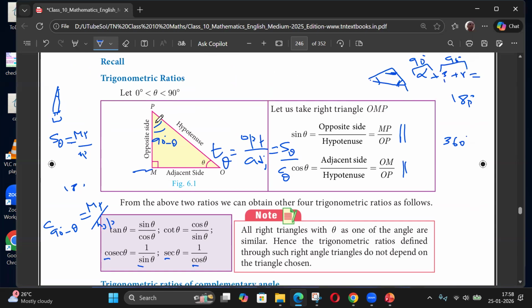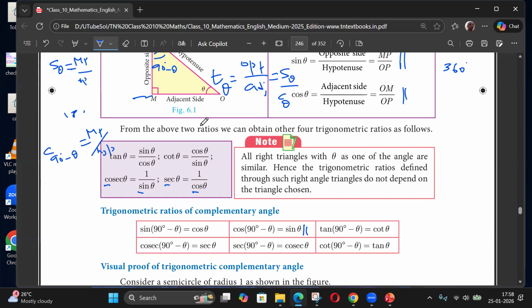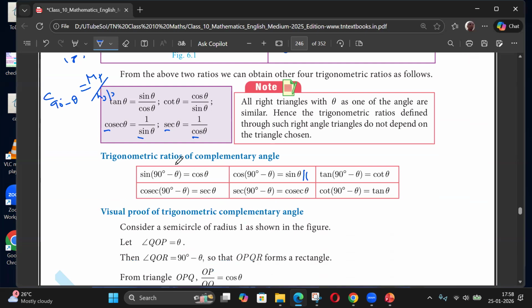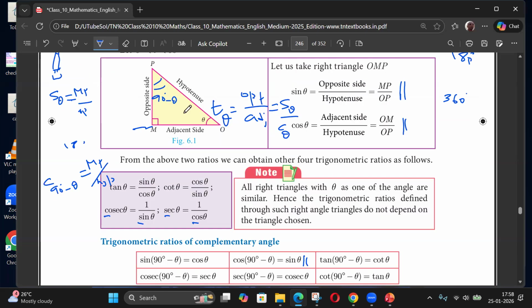If you take sine of 90 minus theta, it is adjacent by hypotenuse. For this one you have to take the cos, which will be adjacent by hypotenuse. So this relation between theta and 90 minus theta, I can get from this right angle triangle, because one angle is theta and the other one is 90 minus theta.